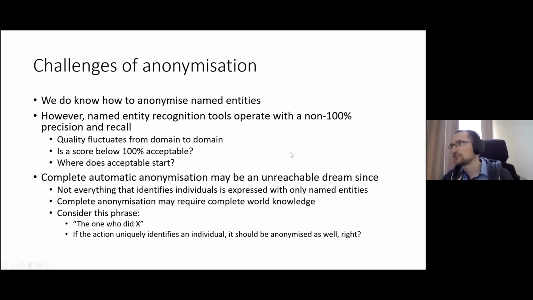So what are then the challenges? We know how to anonymize named entities, but we know that named entity recognition tools don't reach 100% precision and recall. Furthermore, the quality can fluctuate from domain to domain. So the obvious question is: is a score below 100% acceptable, and where does acceptable start? Those are questions that need to be asked when considering anonymization of a certain type of data.